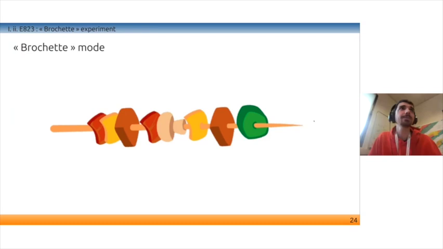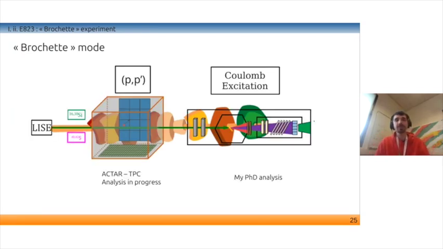So, concretely, what is brochette mode? Brochette mode is just two independent setups in series at the end of the beam line of LISE. Here you have the first setup, seeing the beam, which is ACTAR TPC, performing the measurement of the proton inelastic scattering. For that one, the analysis is still in progress by the ACTAR collaboration. Another dedicated setup was used as a Coulomb excitation setup, and it was the main subject and the main object of my PhD analysis.